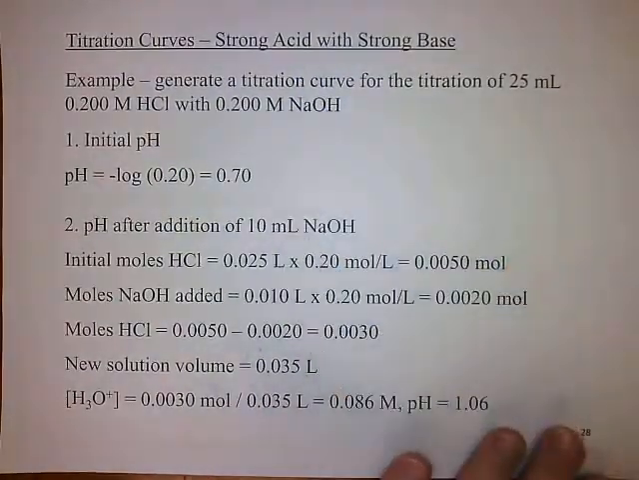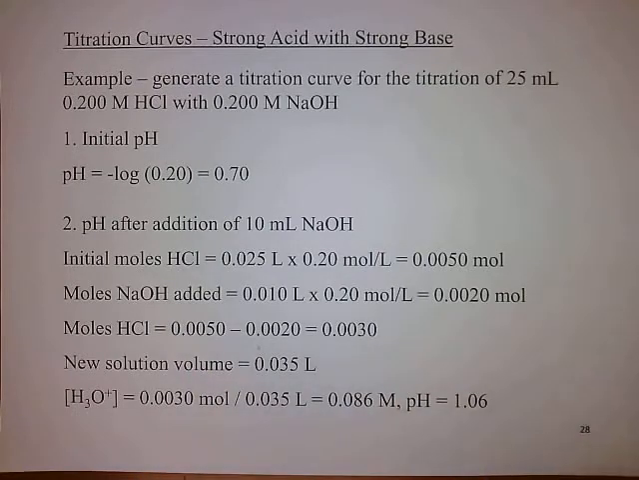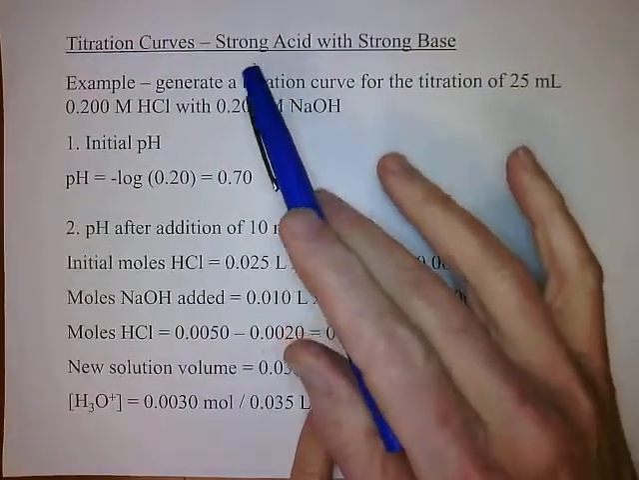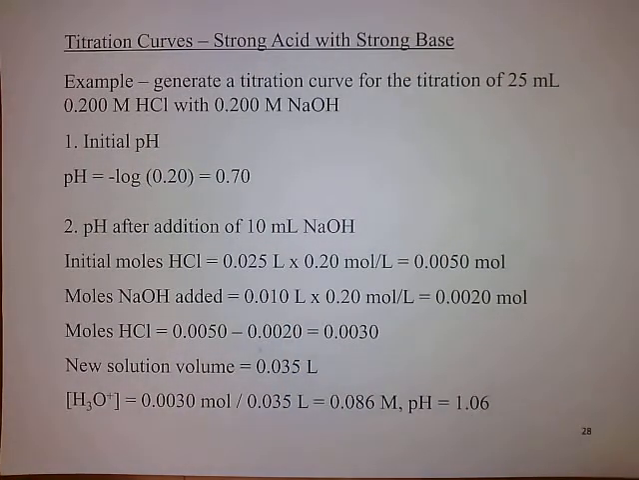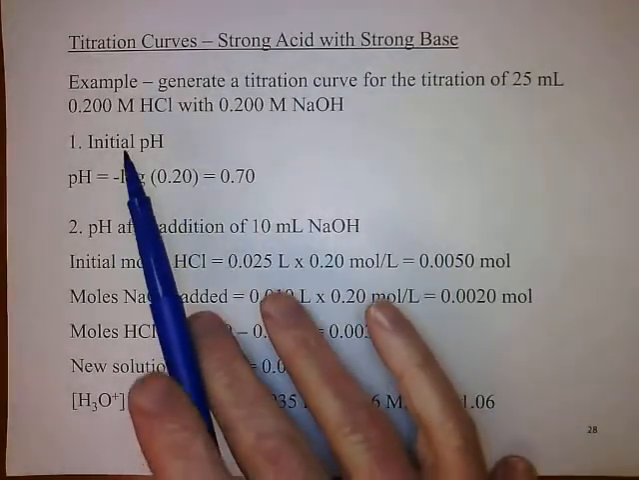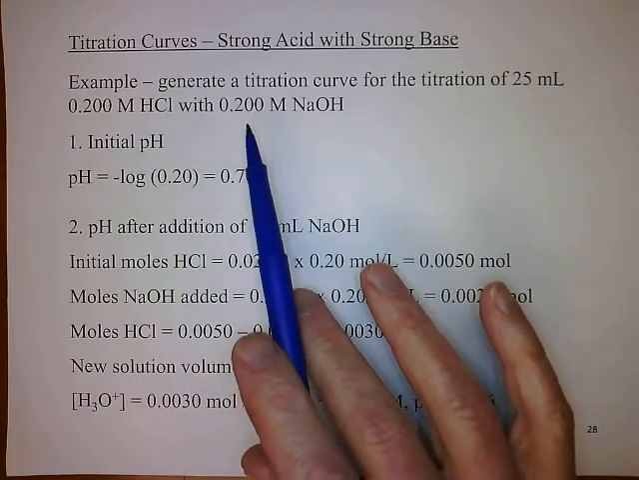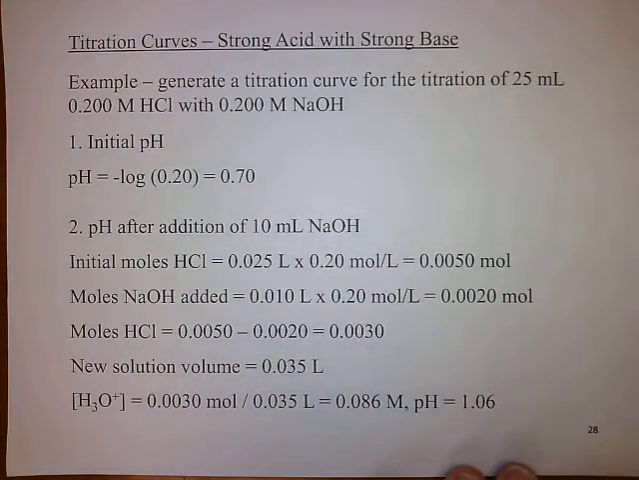So let's first talk about titrating a strong acid with a strong base. And this is going to be the easiest case because strong acids are 100% dissociated, and you don't have to deal with any equilibrium. So in this example, let's generate a titration curve for the titration of 25 mL of 0.20 molar hydrochloric acid with 0.20 molar sodium hydroxide.